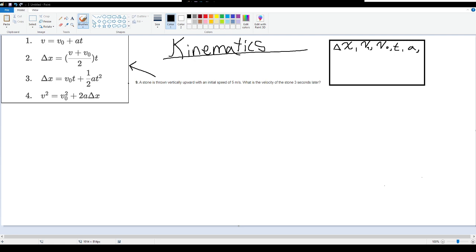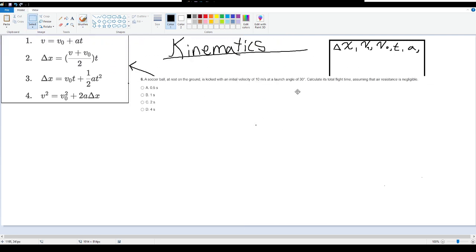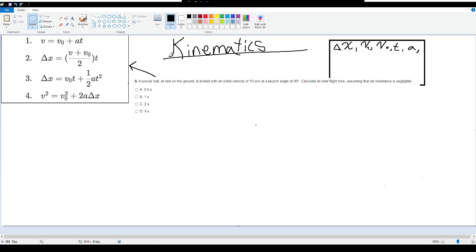Okay, I found a nice little problem that includes some different elements, even more than what I thought we could get into here. So let me go ahead and open URL, copy image. Okay, so our problem. A soccer ball at rest on the ground is kicked with an initial velocity of 10 meters per second at a launch angle of 30 degrees. Calculate its total flight time, assuming that air resistance is negligible.